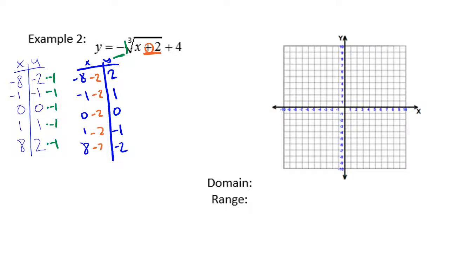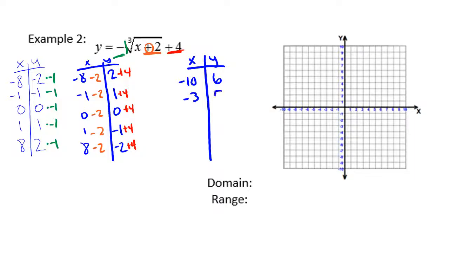Now this time I'm going to try to jump ahead, because I already know that the vertical shift of the add 4 affects our y values. So I'm going to add 4 to the right side. Try to take care of 2 steps in one. This would lead me to my final points of (-10, 6), (-3, 5), (-2, 4), (-1, 3), and (6, 2).